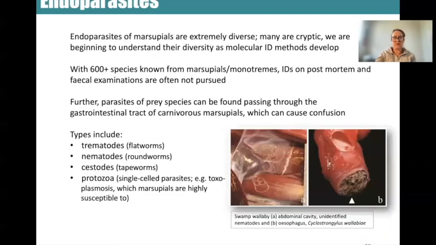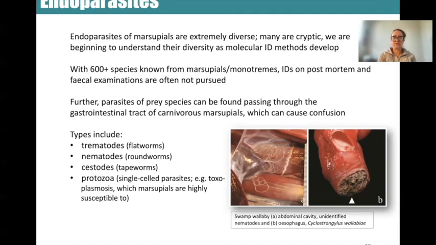Marsupials are also subject to endoparasites. Endoparasites are extremely diverse, many are cryptic, so we don't understand their diversity completely, but it is getting better as different molecular ID methods are developed. There are estimated to be more than 600 species known from marsupials and monotremes, with identifications mostly being performed on post-mortem and fecal examinations.